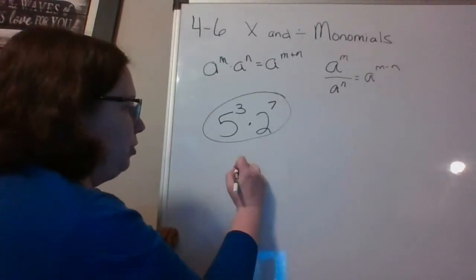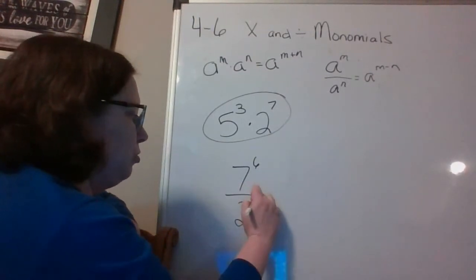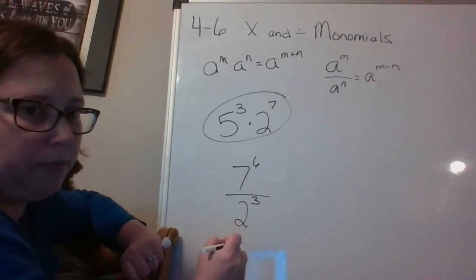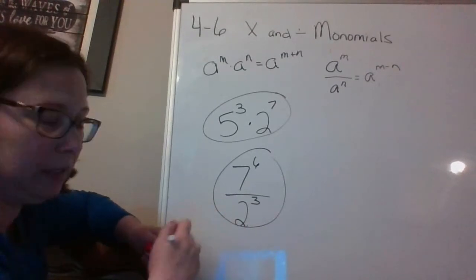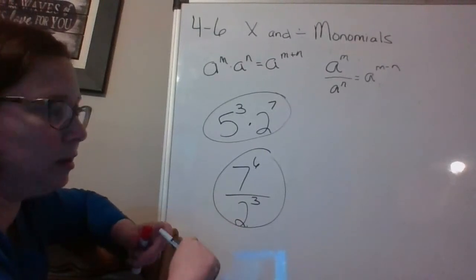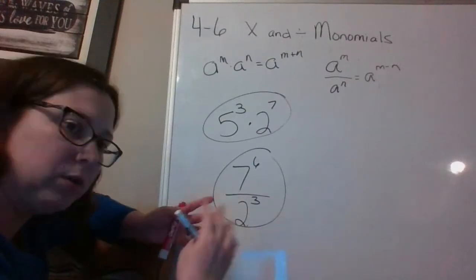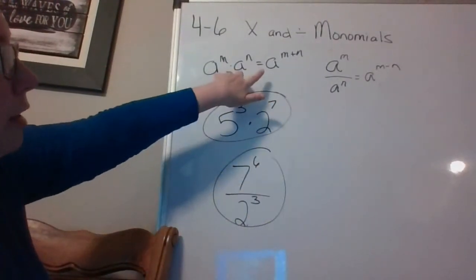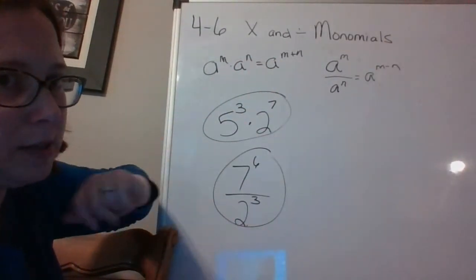Same thing with division. If you had, say, 7 to the 6th power over 2 to the 3rd power, we cannot use the rule here because we do not have the same base. So this, again, would be our final answer. You cannot simplify that further, keeping it in exponential form. When you do these, the very first thing you need to check for is, do my bases have the same number or the same variable? If they do have the same variable or number as your base, then you can use these rules. If not, you're done already. You can't simplify it any further.